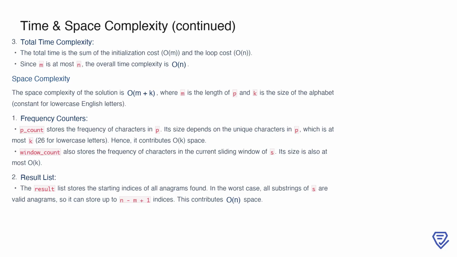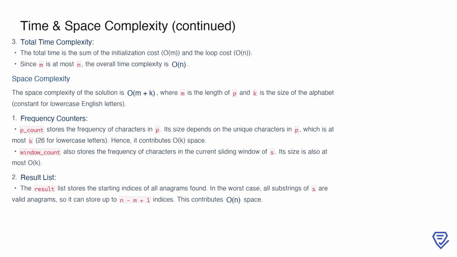Shifting to space complexity, the solution uses O(m plus k) space, where m is the length of P and k is the size of the alphabet. Specifically, we use two frequency counters, P_count and window_count. The size of each frequency counter depends on the number of unique characters, which is at most k, or 26, for lowercase letters. This contributes k to the space complexity.